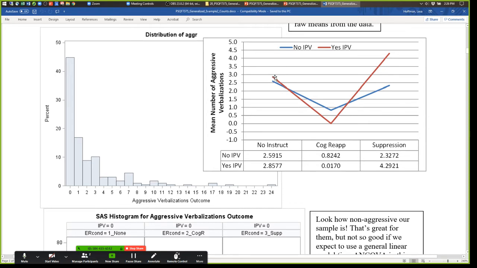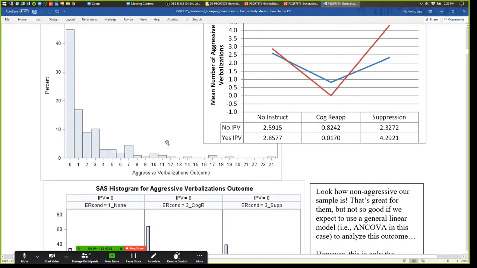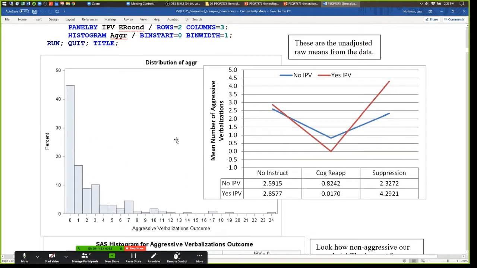The other way to look at it is the difference along the lines. So for instance, if I go from no to cognitive reappraisal in blue, is that slope the same as the slope going from no to cognitive reappraisal in red? And we could go from cognitive reappraisal to suppression and look at those differences in slopes, or no versus suppression as well. So those are the simple effects that we'll be interested in exploring to try and describe any potential interaction.